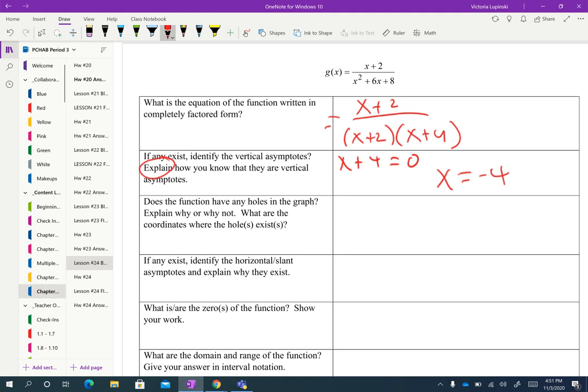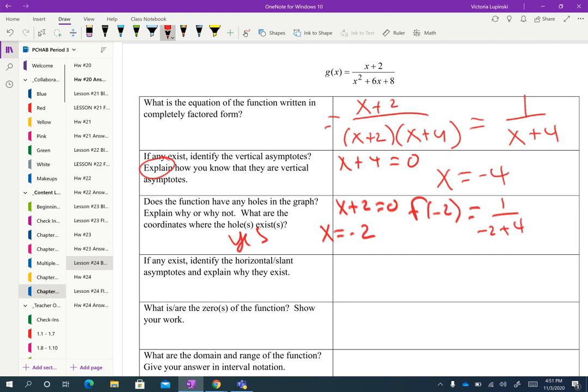So x equals -4. Are there any holes? Yes, there is. It's because of the common factor, x plus 2, which means that the x value of your hole is -2. That means you're going to have to plug -2 into the reduced form, and the reduced form would be 1 over x plus 4. So that's 1 over -2 plus 4, which means that your hole is going to be at -2, 1/2. And again, just to highlight the things that we have found so far.